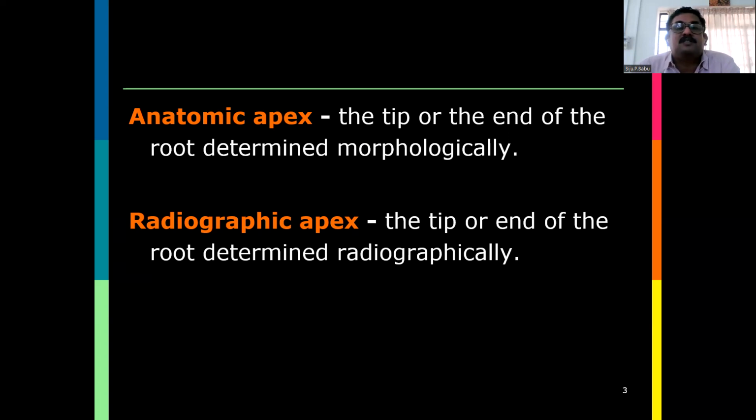Now, both these points needn't be the same. If the tooth root is slightly curved, the anatomical apex is actually longer than the radiographic apex. So on a radiograph, this curved portion, the tip, may not be recorded. So what you see on the radiograph is not the actual anatomical apex.